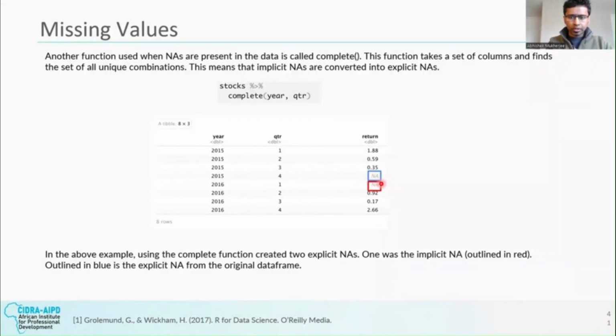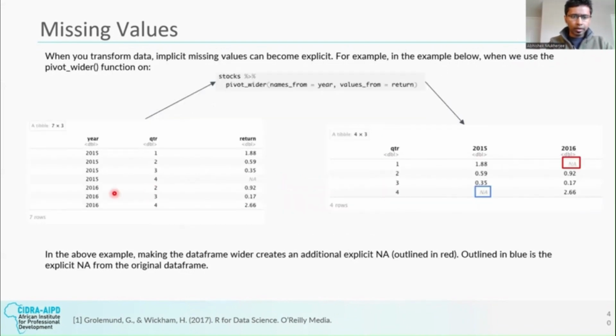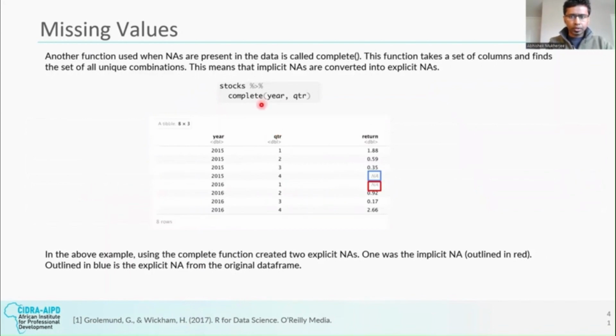Now there is an explicit NA value in the return column, which wasn't there in the original data frame, as the original data frame didn't have any record for the first quarter of the year 2016. It started from the second quarter of 2016. So the complete function creates a set of unique combinations. In this scenario, it created a unique combination for the year and quarter columns because we passed the year and the quarter columns in the complete function.